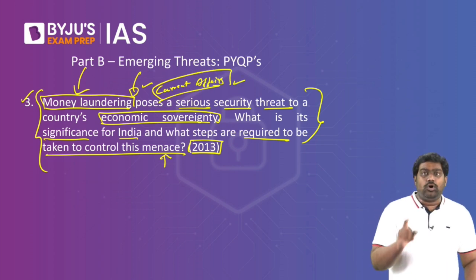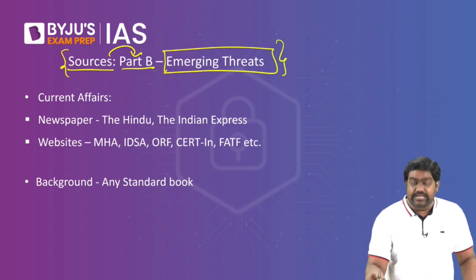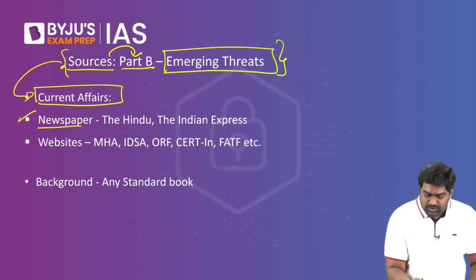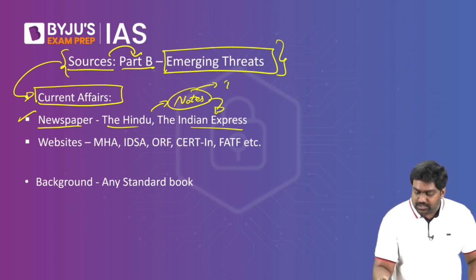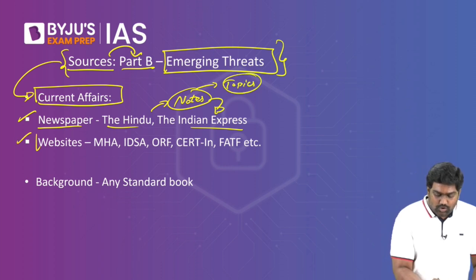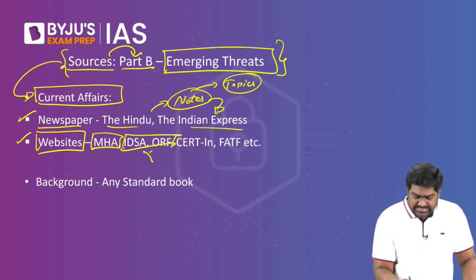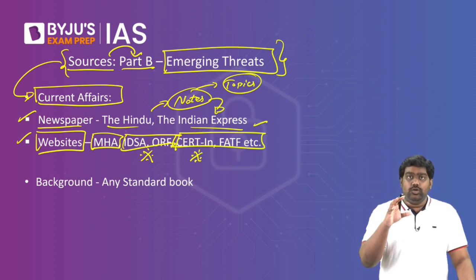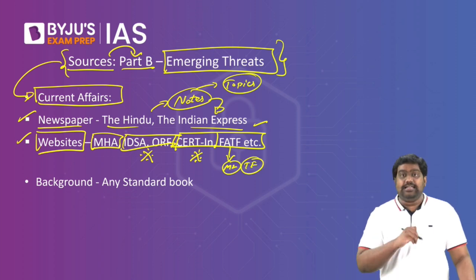So let's see what sources you need to prepare for part B so that you can comprehensively cover emerging threats and hybrid threats. Again, the primary source would be current affairs, that is through your newspapers. You make notes from key articles that are linked with the topics that we discussed. Focus on important websites like the website of the MHA, think tanks like IDSA and ORF, and also visit the website of CERT-In, which is the nodal agency in India for protecting India's cyberspace. Visit the website of FATF to learn more about money laundering and terror financing.